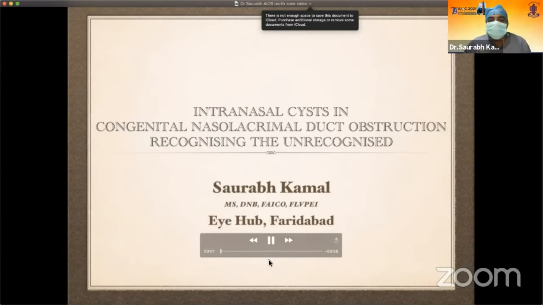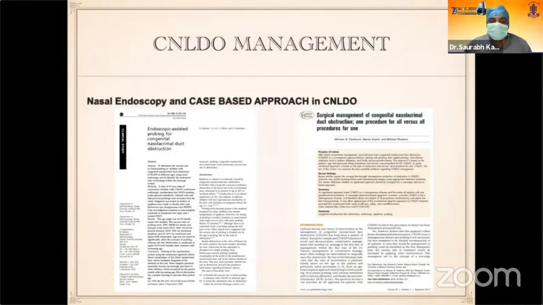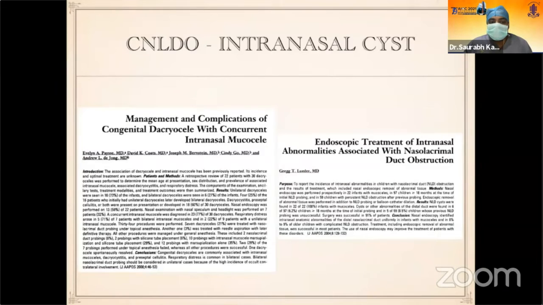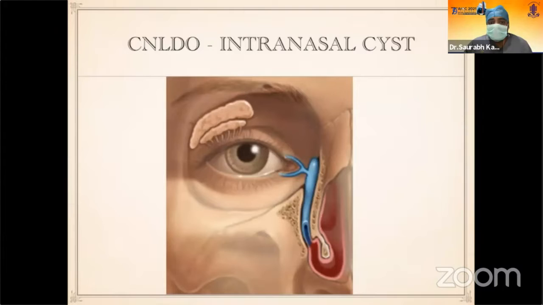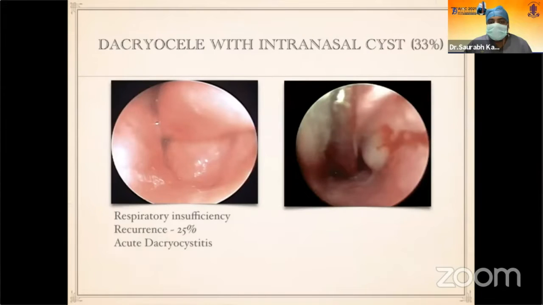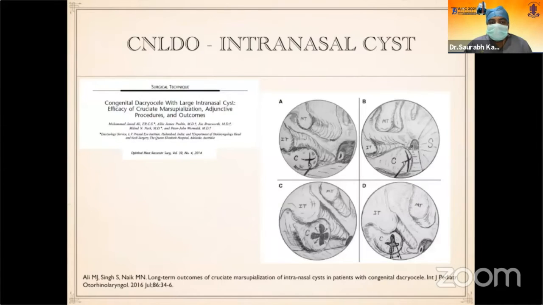So my topic is intranasal cyst in congenital nasolacrimal duct obstruction. Nasal endoscopy, as we all know, has transformed the approach in CNLDO with the case-based approach. And this has led to the recognition of these rare intranasal cysts, also called mucocele, which are seen primarily with congenital dacryocele. Now, these cysts occur because of a simultaneous common canalicular functional block, which leads to the formation of the cyst. These cysts are important because they can cause respiratory insufficiency, recurrence, and also acute dacryocystitis.